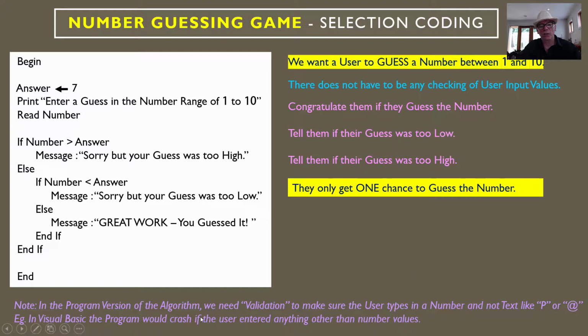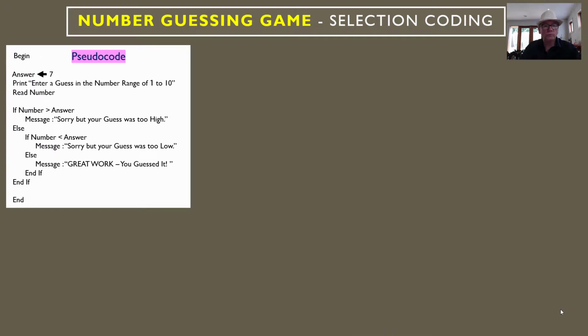Now, in the real version, maybe we should have validation, because if they type in the letter P or an @ sign, that's actually going to crash the program. But look, for this simple case, we're not worrying about validation, because we're going to write the Visual Basic Visual Studio program. Just a little challenge for you if you wanted to do this sometime, or pause the video and try it now. Write a case version of this algorithm and see if you can do that.